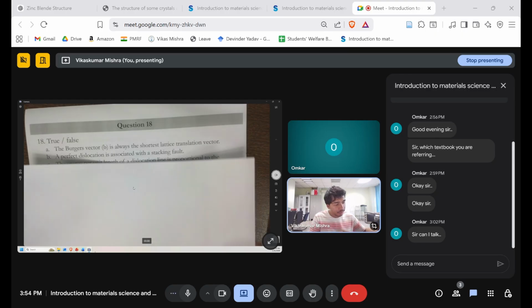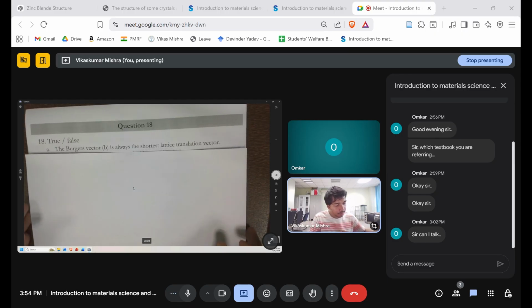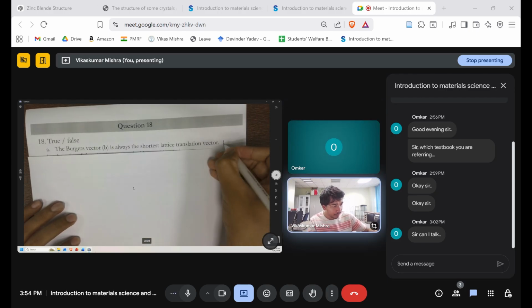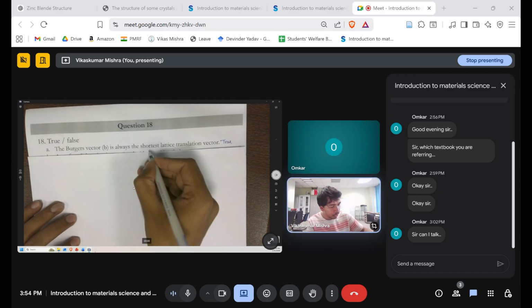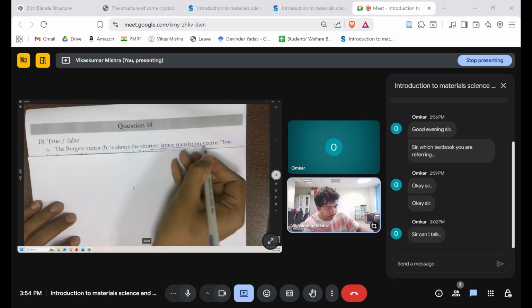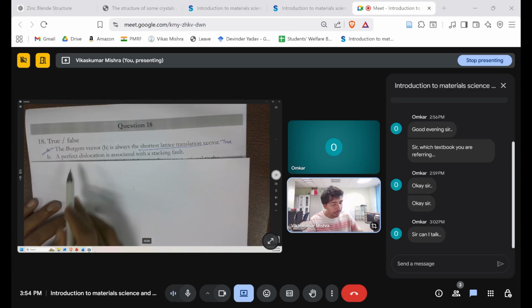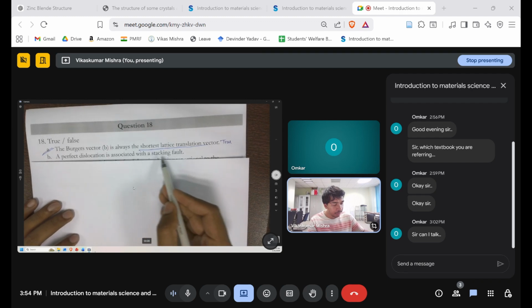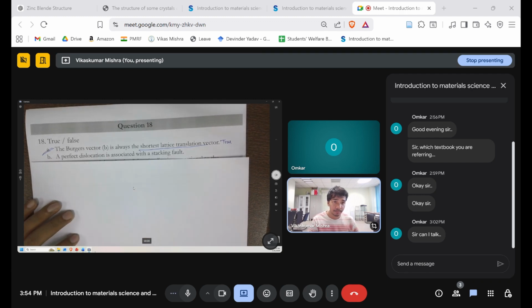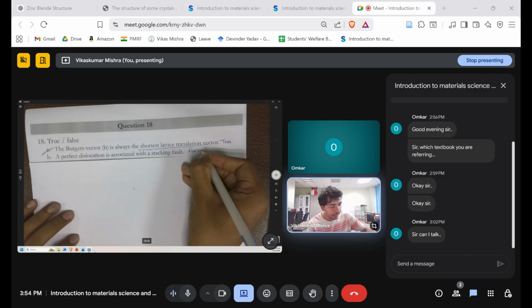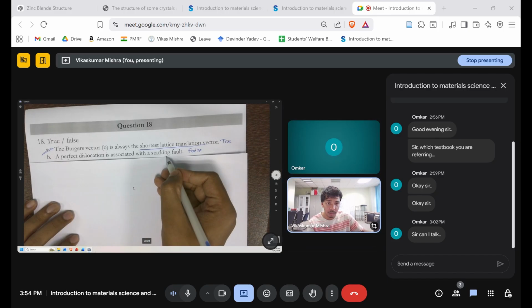True and false. The first part, the Burgess vector. First one is true, right? Yeah, first one is true. Burgess vector is always the shortest lattice translation. Great. Second part. A perfect dislocation is associated with the stacking fault. False, right? False. Great. It's a partial dislocation which is associated with the stacking fault.